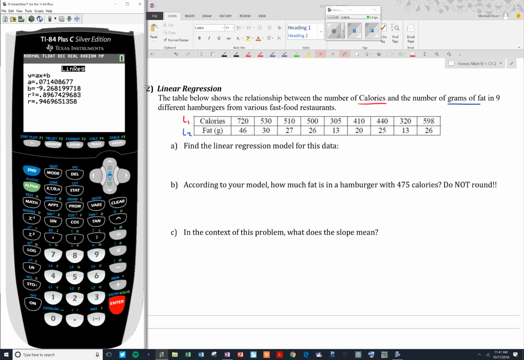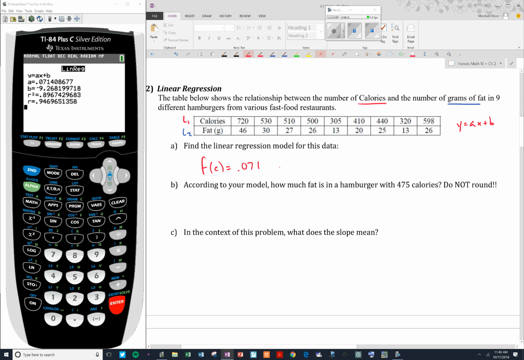A and B are our slope and y-intercept, respectively, because remember, the regression that I picked had it in the form y equals ax plus b, which is the same as mx plus b. So a is the slope. So I'm just going to write here this as a function. The fat, given the number of calories, is equal to, I'm going to round to the thousandths here and say 0.071 minus 9.268 C.